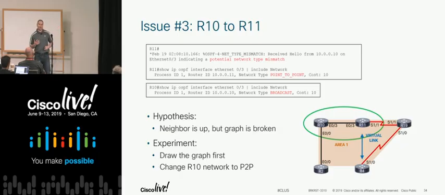So I'm going to hypothesize that there's a problem with our graph here. One side's trying to do this transit network, the other side's trying to do point-to-point. So what's going on?